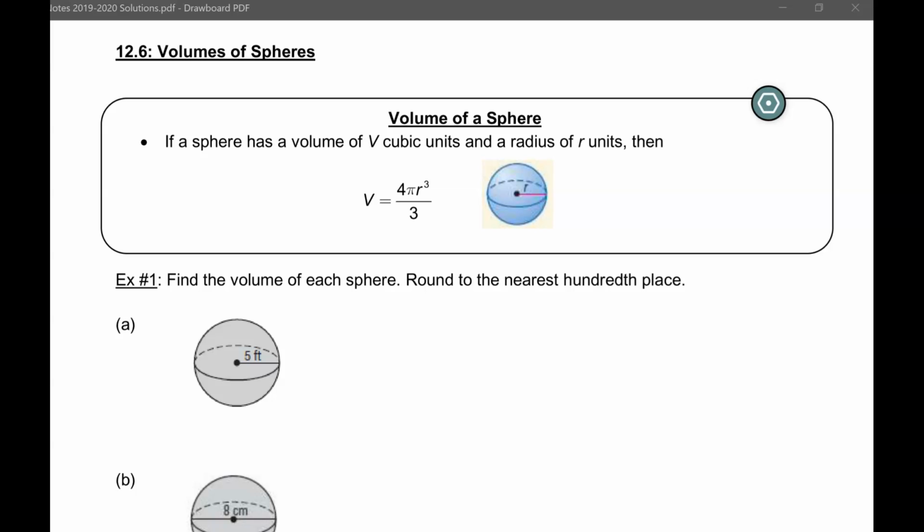All right, our last lesson. Yay, volumes of spheres. Okay, so volume of a sphere. We only need to know one measurement, just like surface area. So surface area of the sphere was 4 pi r squared. Volume of a sphere is going to be 4 pi r cubed divided by 3.